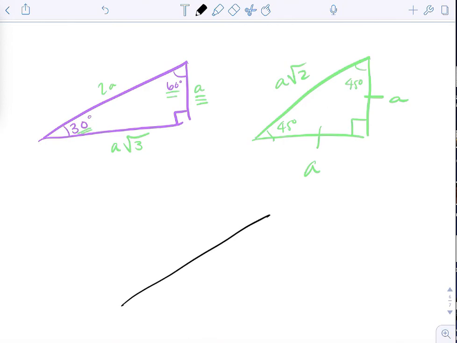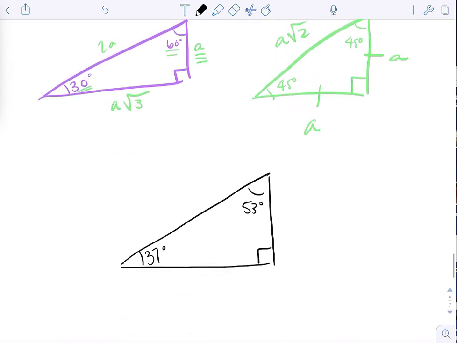The last one I want to warn you about is the one that was in our example just now. 37 degrees and 53 degrees are what's known as a 3, 4, 5 triangle. The sides of the triangle are multiples of 3, 4, and 5. Well, the 5 side is obvious. It's the longest side, so it's got to be the hypotenuse. 3 and 4 are a little trickier. 3 is the smaller side, so it's going to be opposite of the smaller angle. For that same reason, 4 will be across from 53.